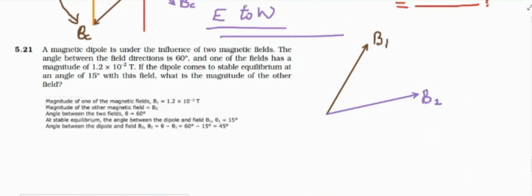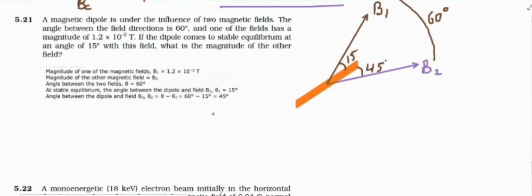and a magnetic needle is placed between these two fields like this. Magnetic needle is placed and needle is at equilibrium. And with the B1, the angle is 15 degree and the total angle is 60 degree, which means the remaining angle here with the B2 is, total angle 60 degrees, so the remaining angle is 45 degree.